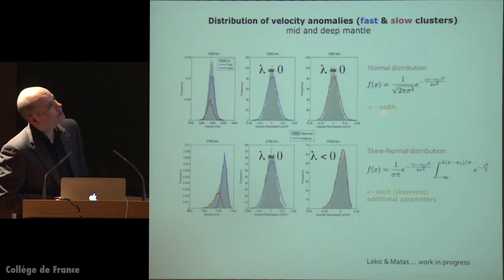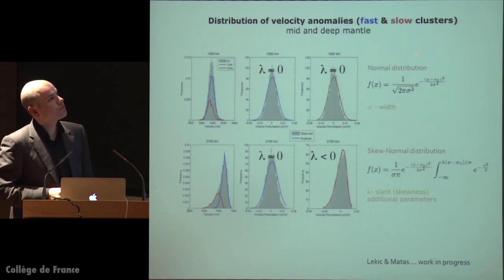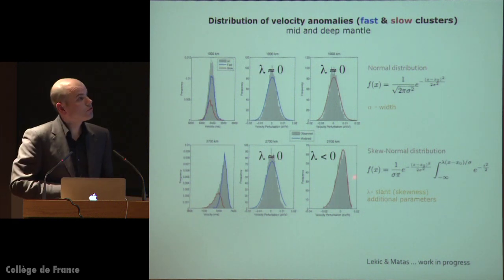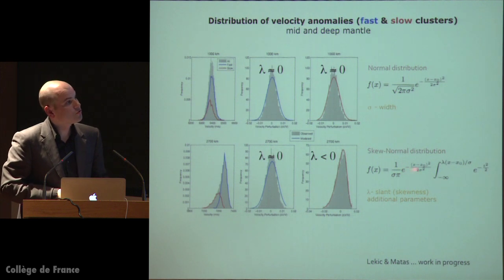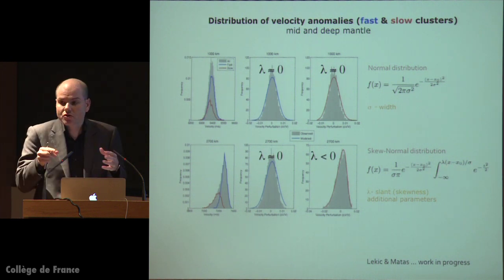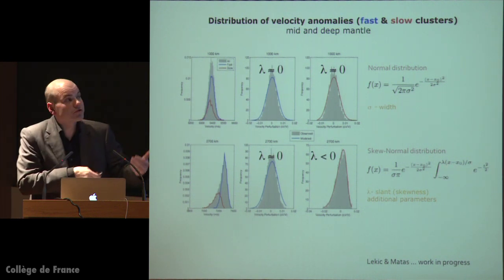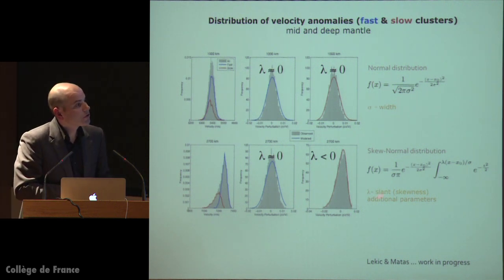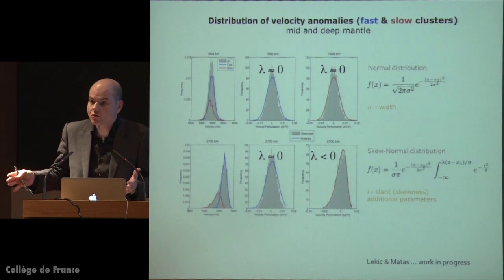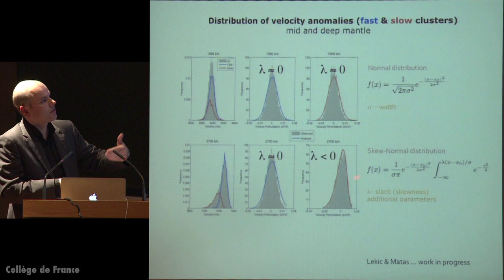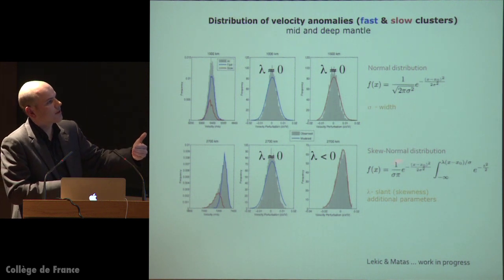So you can use this kind of normal distribution formalism or a skew normal distribution formalism, where in the skew normal distribution formalism you have one additional parameter. You have, of course, the sigma, which is the width of the distribution, which will be similar to that in the normal distribution. But you also have a slant, which is related to the skewness, and you can compute it by fitting this distribution with this kind of function.